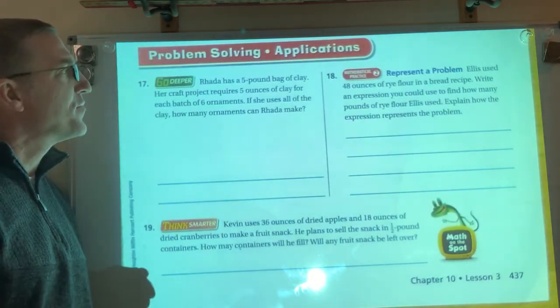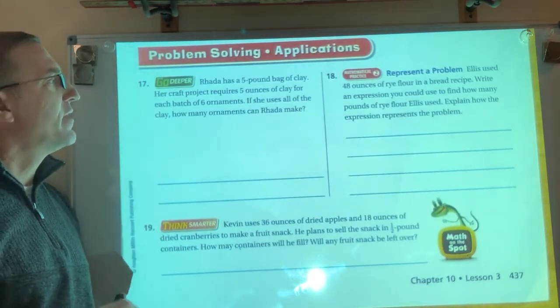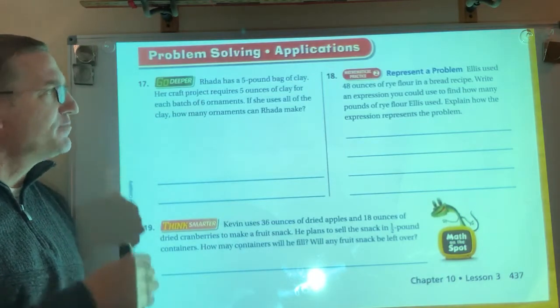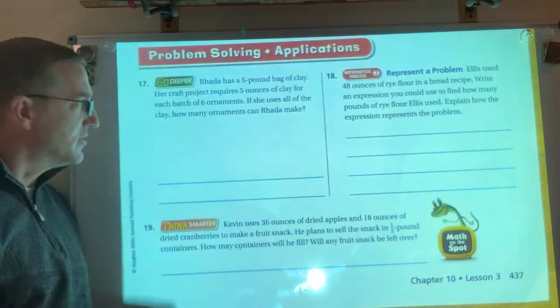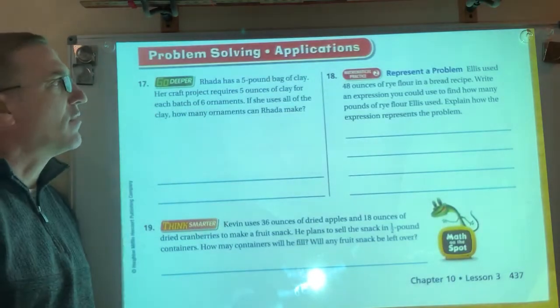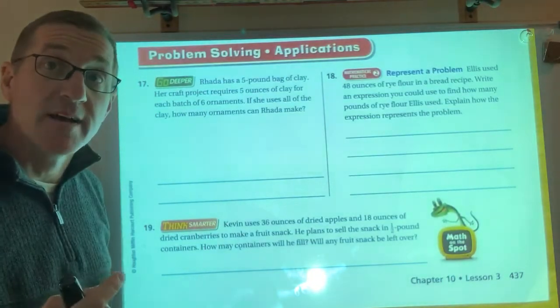to begin with. But it says Rada has a 5-pound bag of clay. Her craft project requires 5 ounces of clay for each batch of 6 ornaments. If she uses all of the clay, how many ornaments can Rada make? Or Rada. I like Rada better because it sounds like Rados.